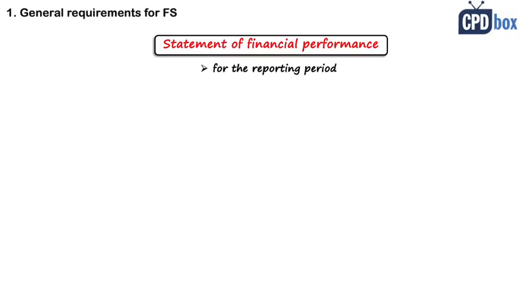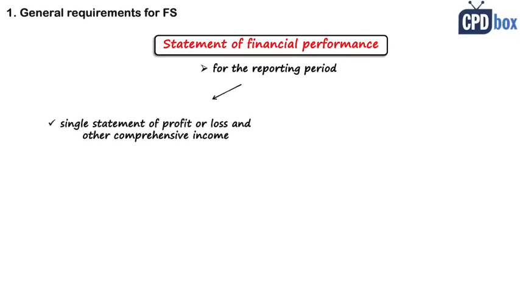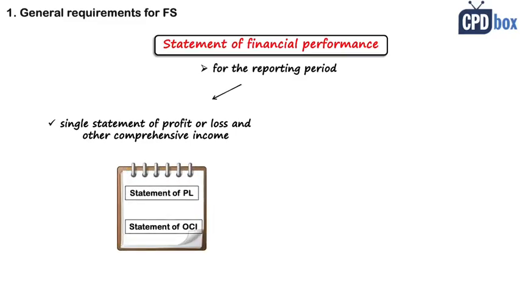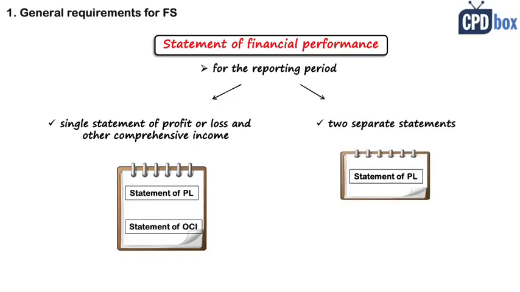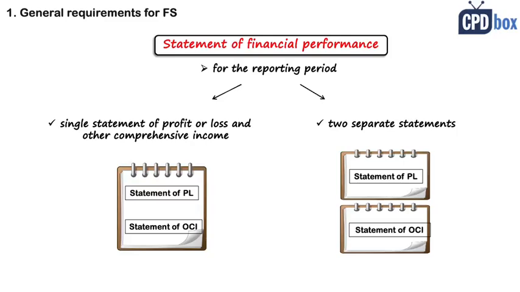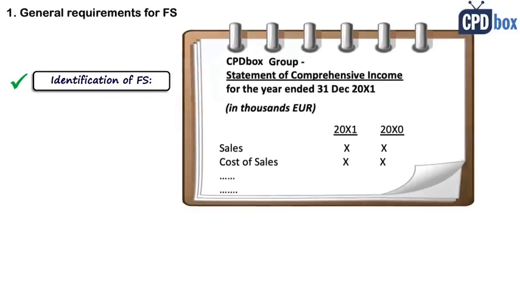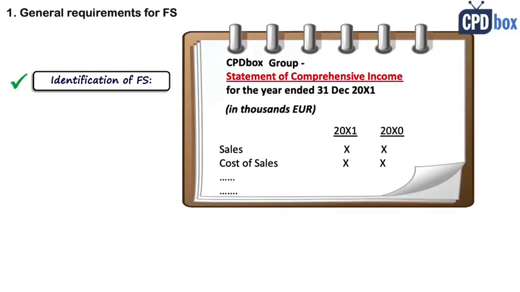When it comes to the statement or statements of financial performance, you have two options. Either present it as a single statement with two sections, one for profit or loss and one for other comprehensive income, or as two separate statements, one for profit or loss and one for other comprehensive income, your choice. Each component of the financial statements must be clearly identified, so it must clearly say which statement or notes we are looking at. Here it's statement of comprehensive income.